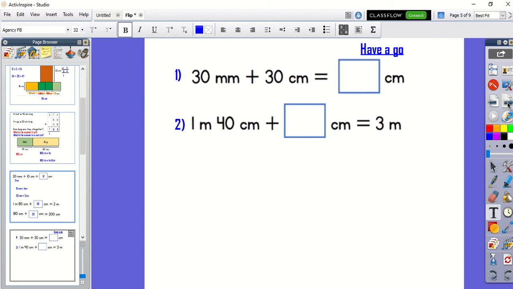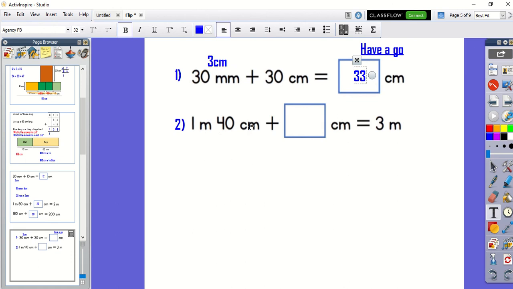And welcome back if you paused. So, first one, 30 millimetres add 30 centimetres equals how many centimetres? Well, we know, first of all, we need to convert the 30 millimetres to centimetres, and if 10 millimetres is 1 centimetre, 30 millimetres is 3 centimetres. So 3 add 30, 33 centimetres. Nice and easy.